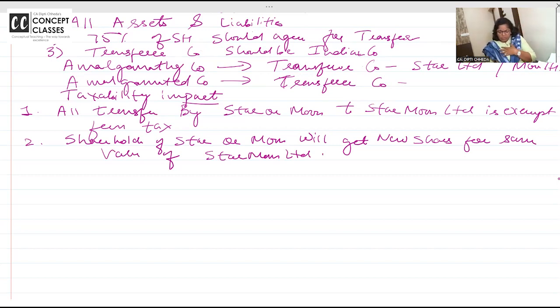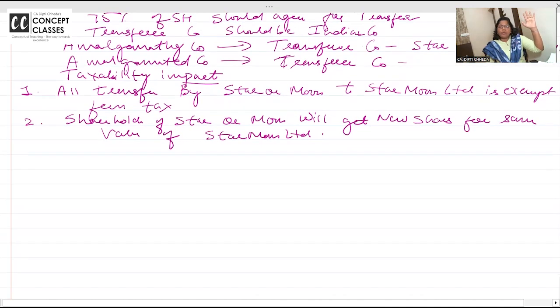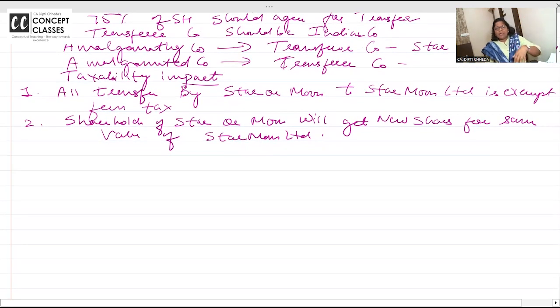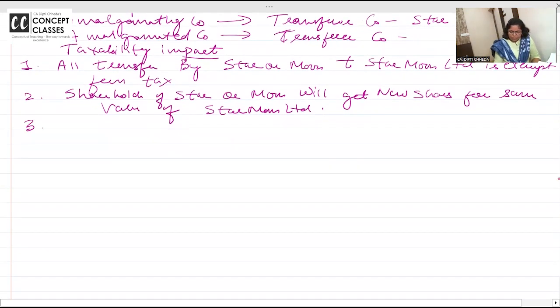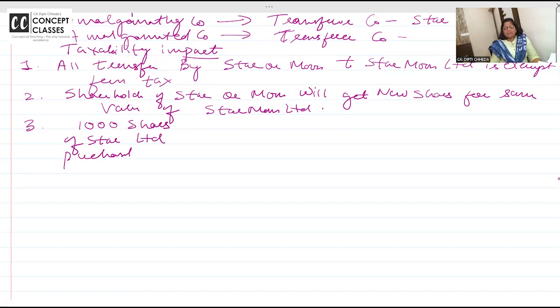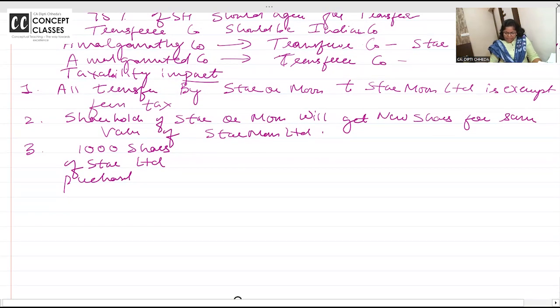Now I am the shareholder of Star Limited from 2014. But this got amalgamated in 16, and then if I transfer the share, will I have to pay the capital gain? Yes. Now see an example for this. I had 1000 shares of Star Limited, purchased. Are you all writing? Are you all clear and are you all writing? It will take little effort now, but the mindset will be very clear.